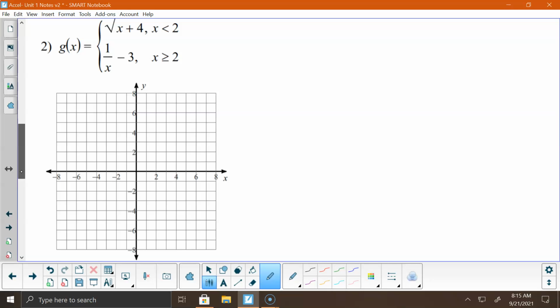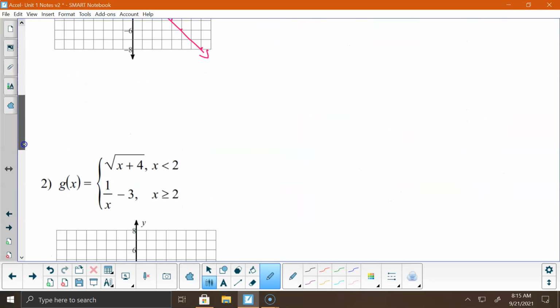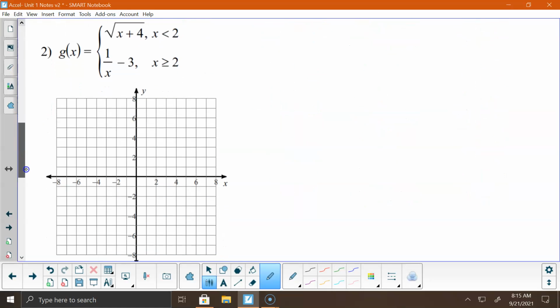Plus 4. Yep. Too far. 4 and x are under the square root. You're like, how far does the line go?